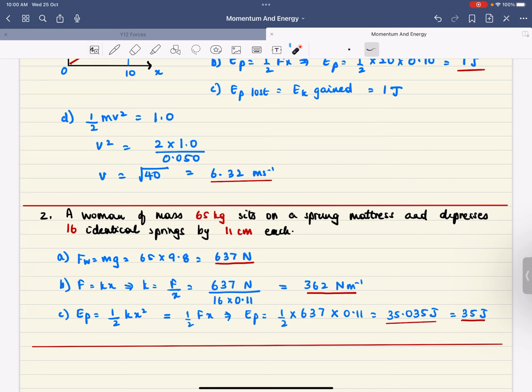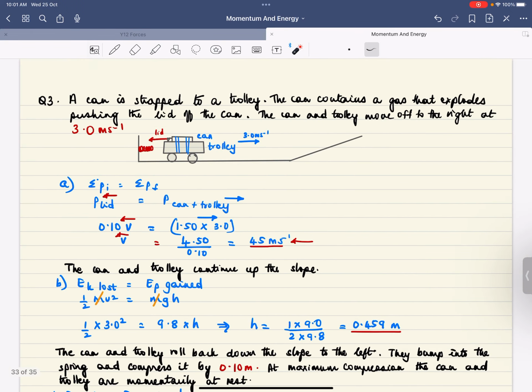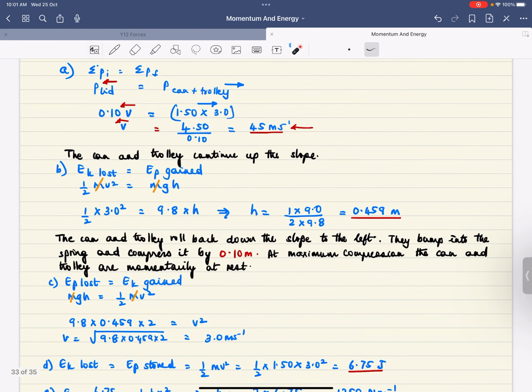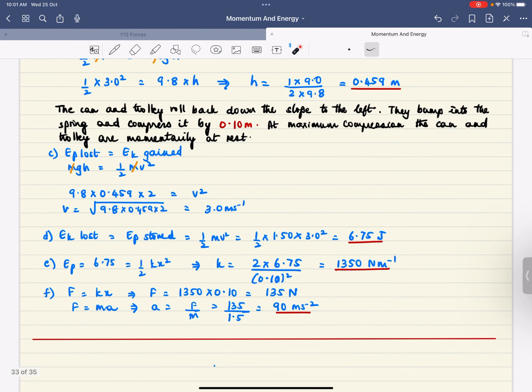So okay, here we go. Here is your mass on a spring, so mg. You first find the force, and then force divided by extension, and you get that. And then there's one more over here. And that's it.